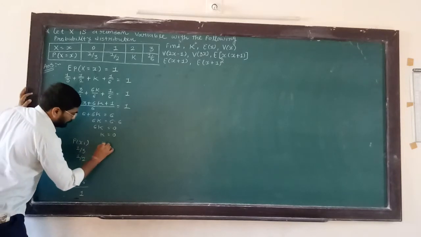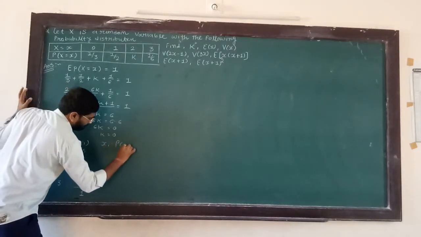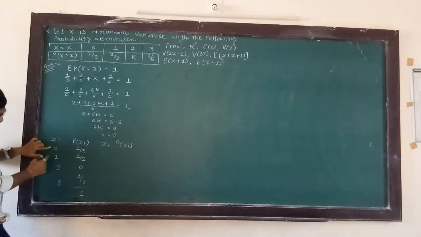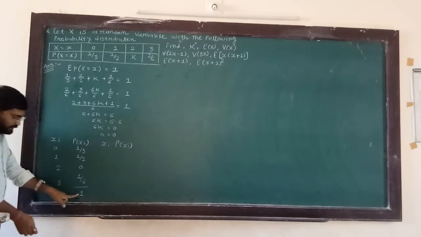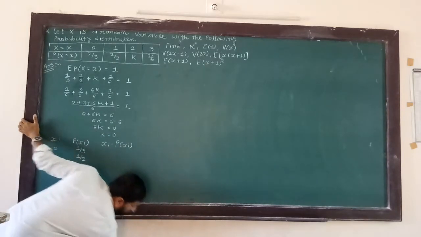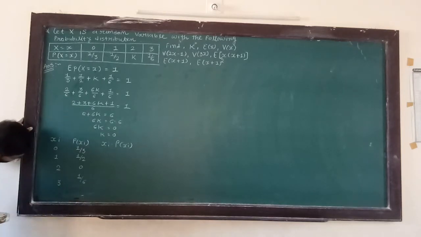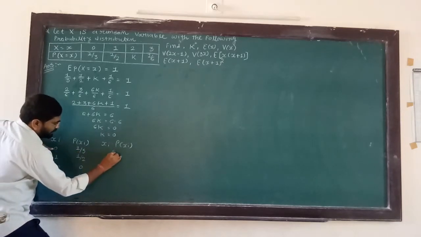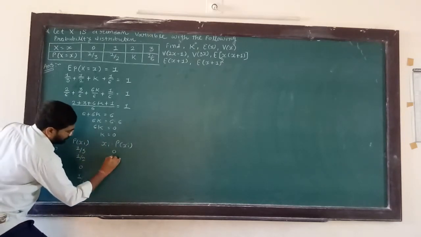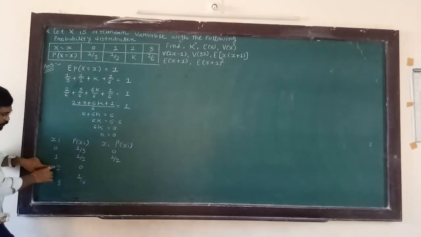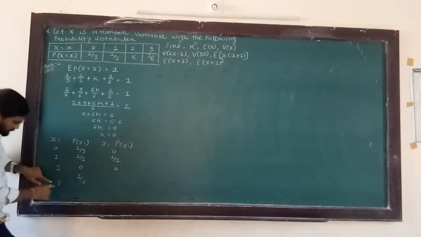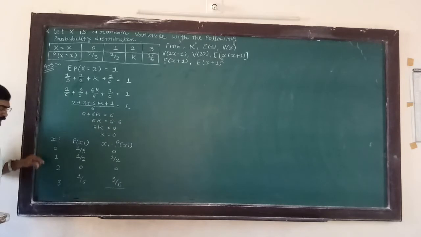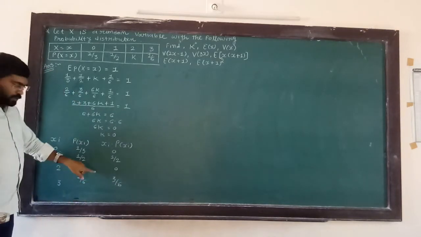Now xi into pi. Here no need to calculate the total. Now pi multiplied with 0 means 0. Here 1 multiplied by 1 by 2 is 1 upon 2. Here 2 multiplied by 0 means 0. 3 multiplied by 1 upon 6 means 3 by 6. Here no need to total, so we cannot write it here.